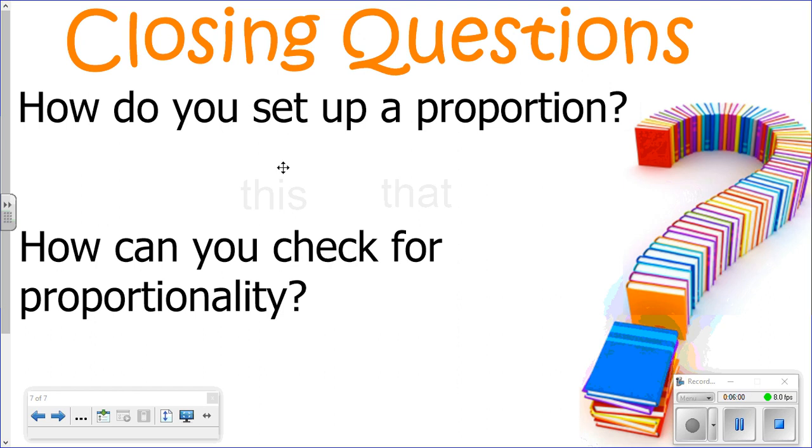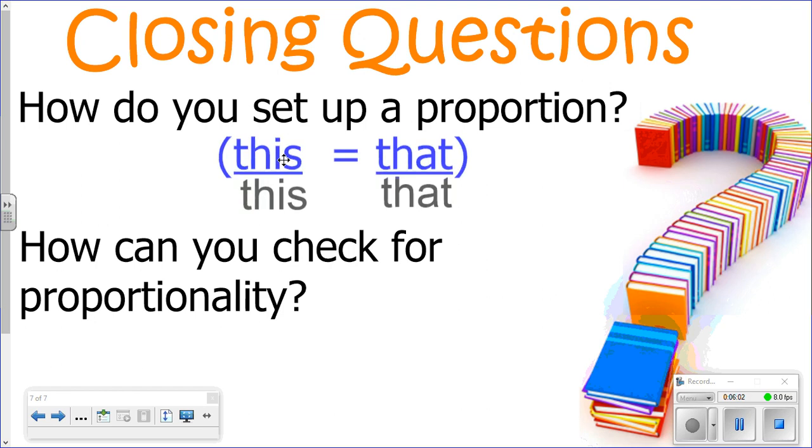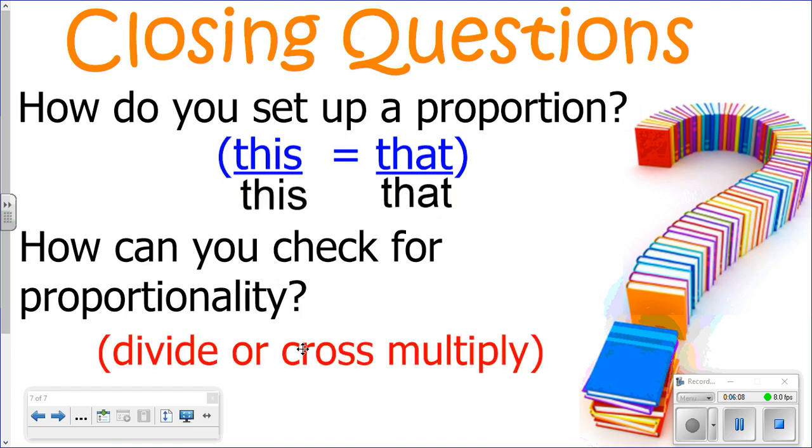So how do you set up a proportion? This is to this, that is to that. How can you check for proportionality? You can divide and make sure your quotients are the same, and you can cross multiply.